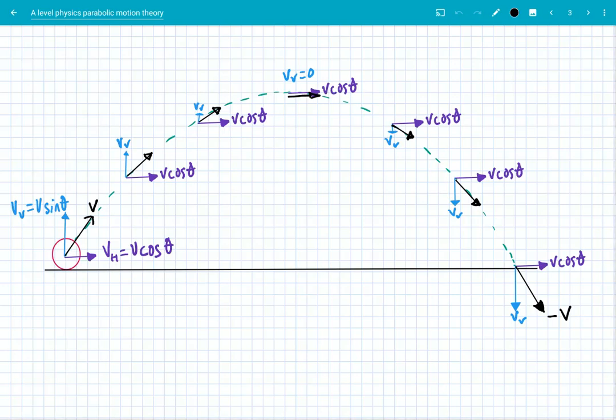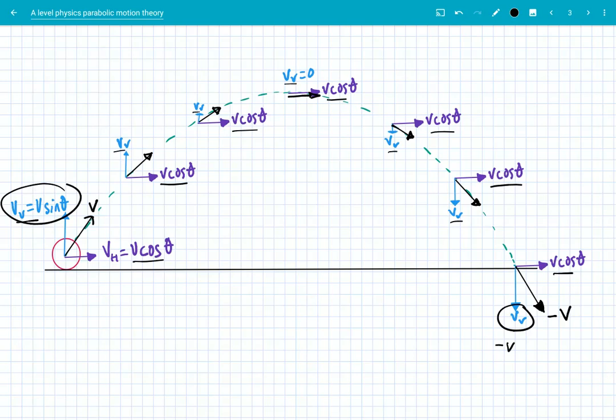This next image shows why the ball follows a parabolic path. As you can see, the horizontal component is unchanging. V cos theta is the same at all points. The vertical component, V_y, gets smaller and smaller until at the top it's 0. Then it starts to become negative. And it ends with the same magnitude as what it started. So this is minus V sine theta.